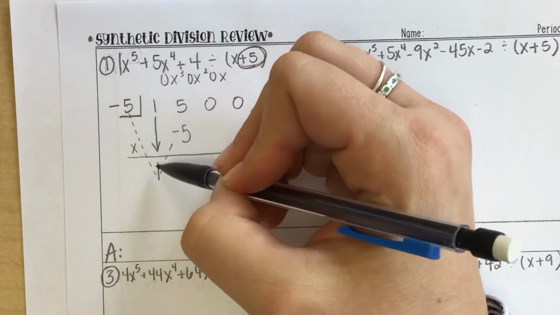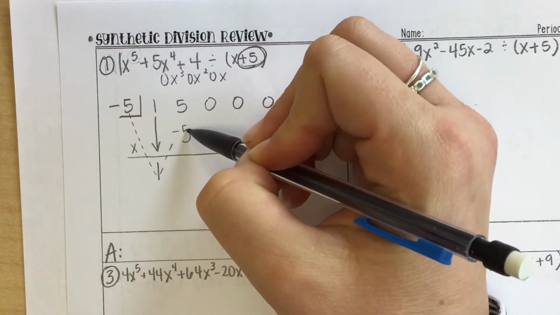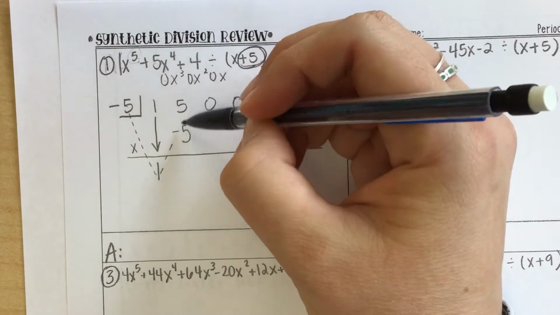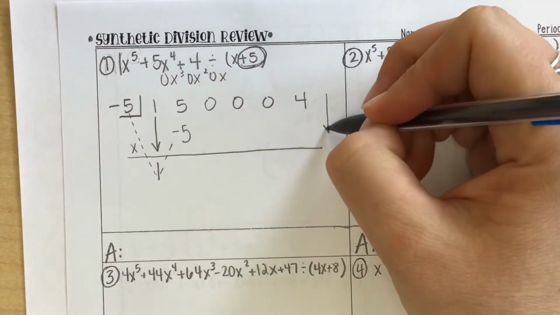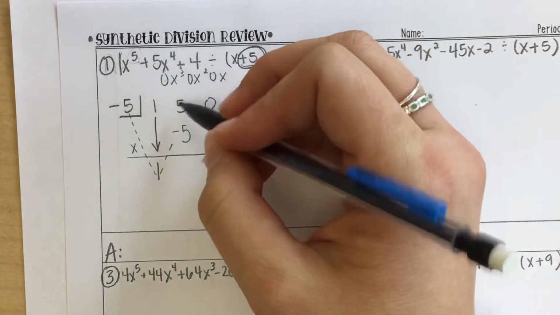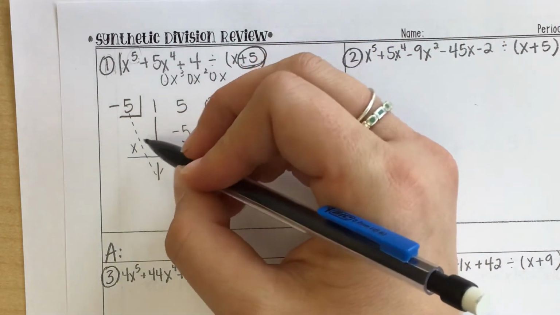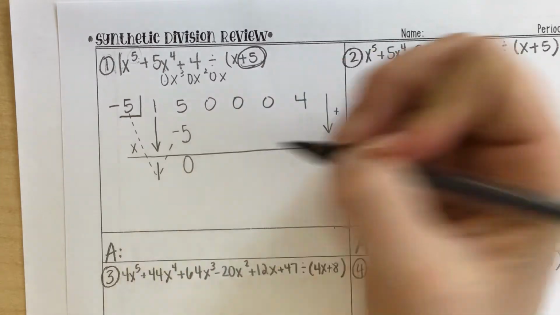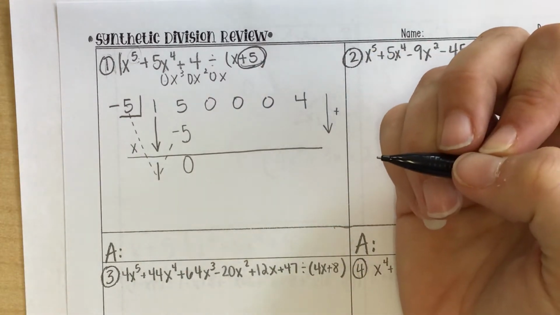So -5 times 1 equals -5. Now, anytime you're going straight down, we are going to add. Straight down means add. So 5 plus -5 is 0. All right, and now we repeat the process.